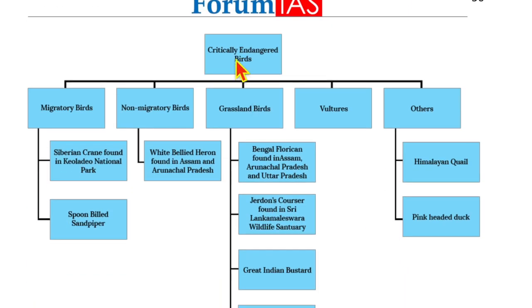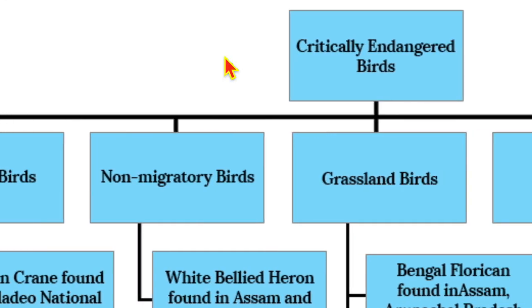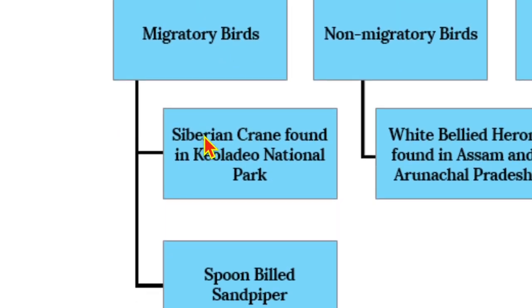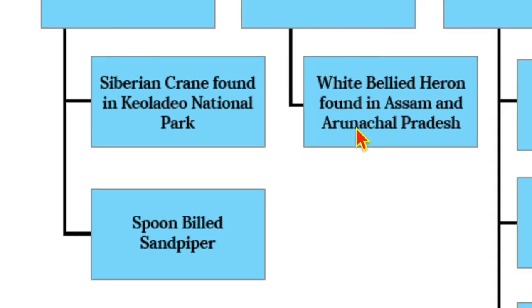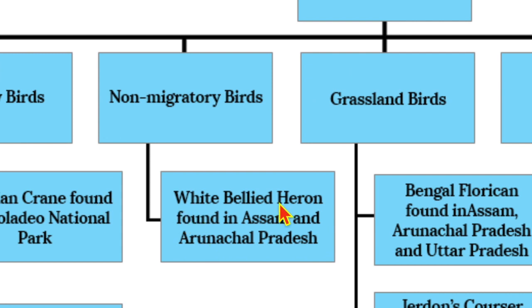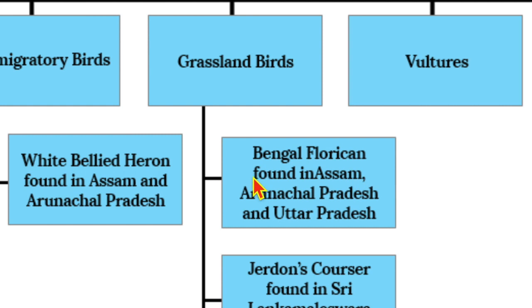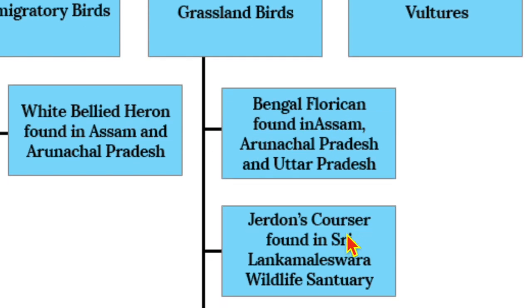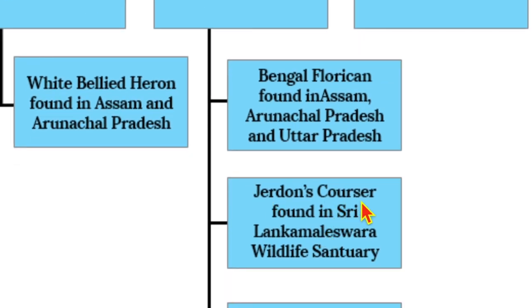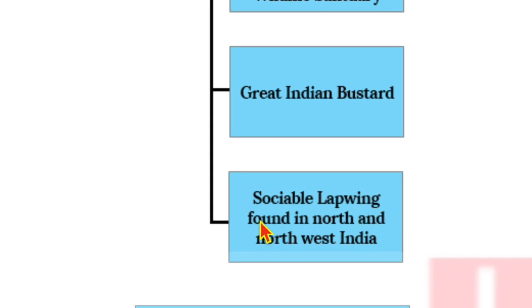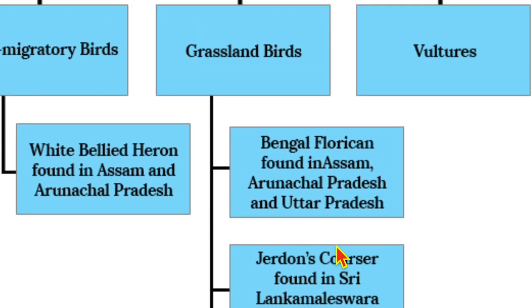Now moving on to critically endangered birds, we have migratory birds, non-migratory birds, grassland birds, vultures, and others. For the migratory birds, we have Siberian cranes found in Keoladeo National Park and spoon-billed sandpiper. Non-migratory birds would include the white-bellied heron found in Assam and Arunachal Pradesh. Grassland birds would include the Bengal florican found in Assam, Arunachal Pradesh and Uttar Pradesh. Jerdon's courser found in Sri Venkateswara Wildlife Sanctuary, very important. Great Indian bustard and sociable lapwing found in North and Northwest India.